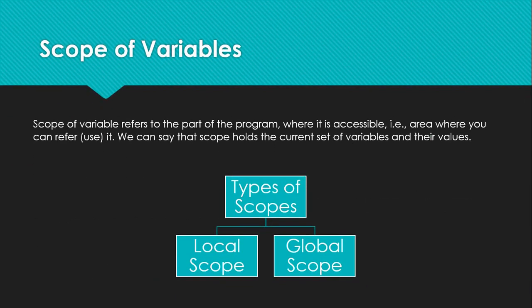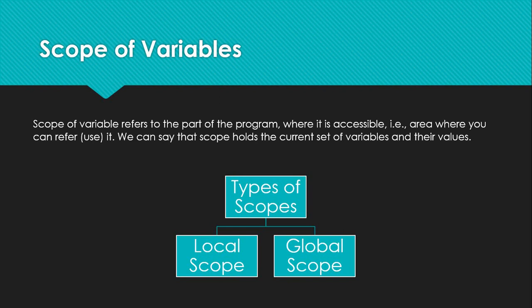Now I'm going to talk about a concept called the scope of a variable. What is the meaning of this word scope? Scope means the accessibility of a variable in a program. How far can you access the variable? How much can you access the variable? And where all can you access the variable? That is what is called the scope of a variable.